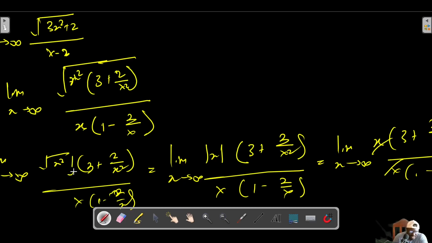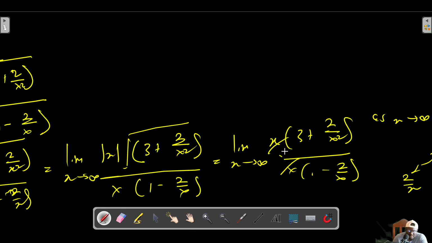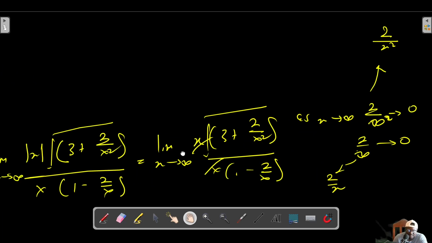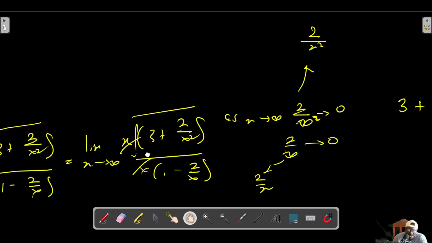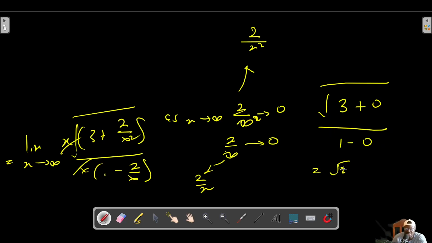So here, we'll get square root here. Square root here. Square root here. Yes, so as these approach 0, we end up with the square root of 3 plus 0 divided by 1 minus 0. Our answer becomes root 3.